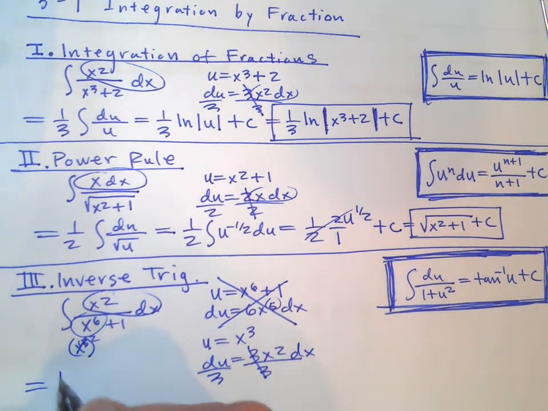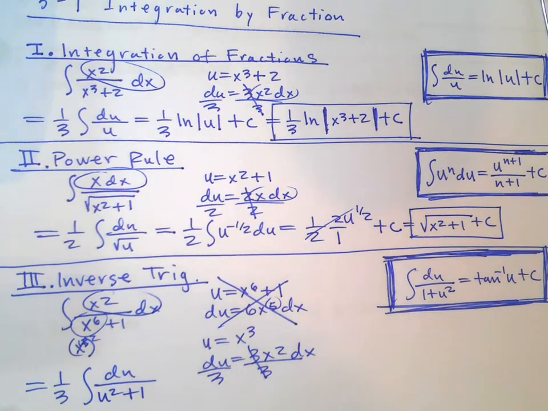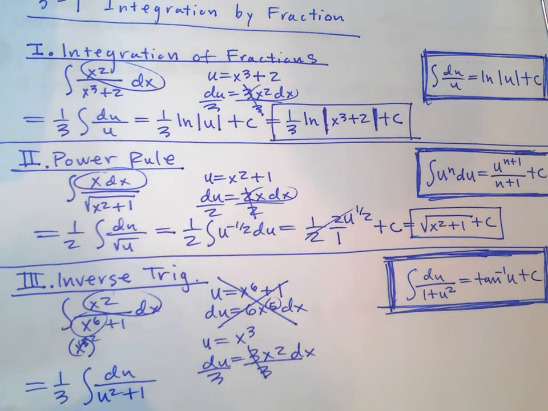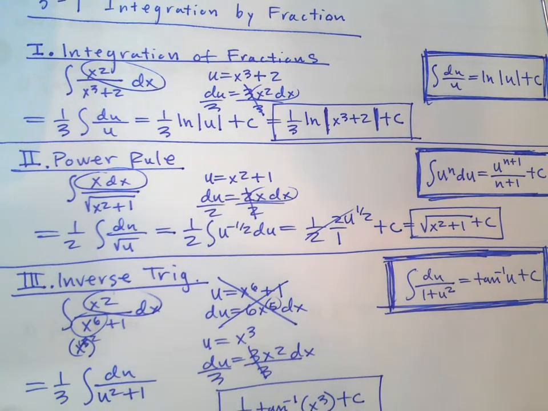We rewrite it as 1/3 du over u squared plus 1, which is the same as 1 plus u squared. That's fine. So the answer is going to be 1/3 inverse tangent of u plus c, which equals 1/3 inverse tangent of, right, in terms of the original variable, x cubed, plus c. And that's your answer.